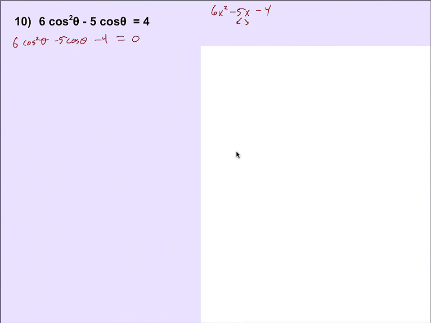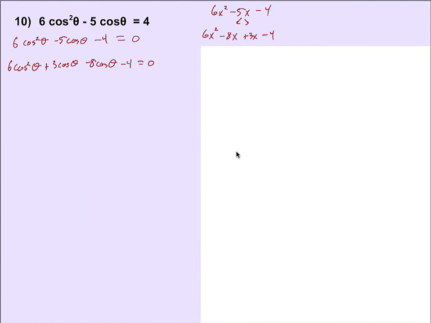And the terms that'll work, we need numbers that will add up to negative 5x, but also multiply to negative 24. That would be negative 8x and 3x. So I'm going to do that split here. I'm going to take my negative 5 cosine theta and split it up, and you can split it up whichever way you want, it doesn't matter, into plus 3 cosine theta minus 8 cosine theta. We could have done these in either order. That doesn't matter. It'll work both ways.